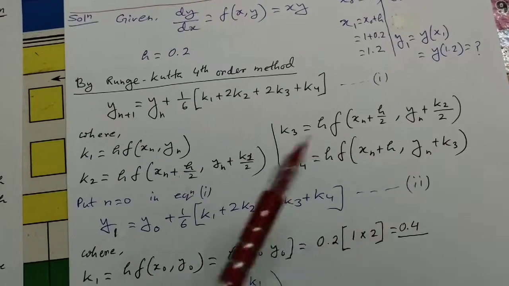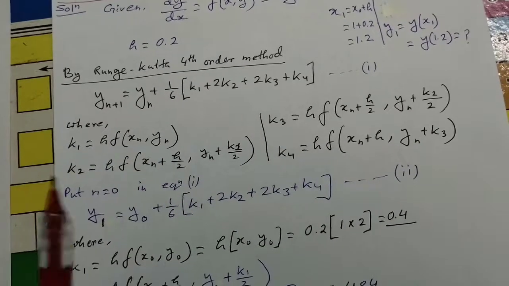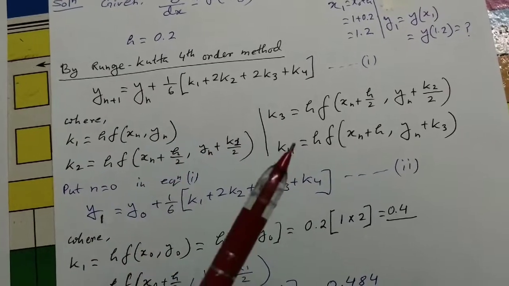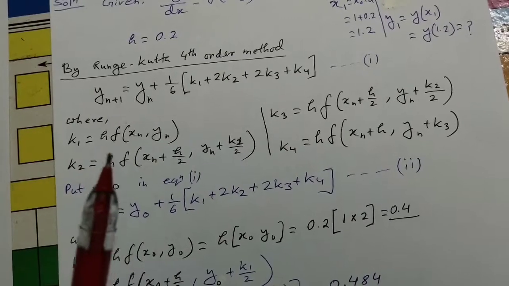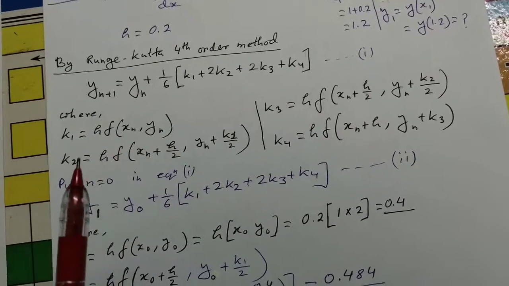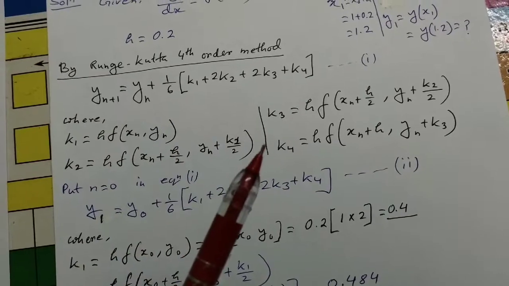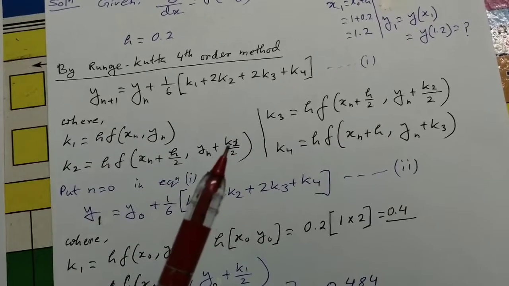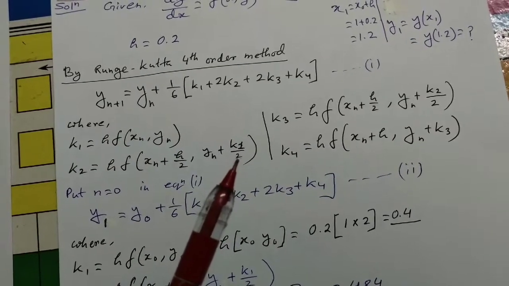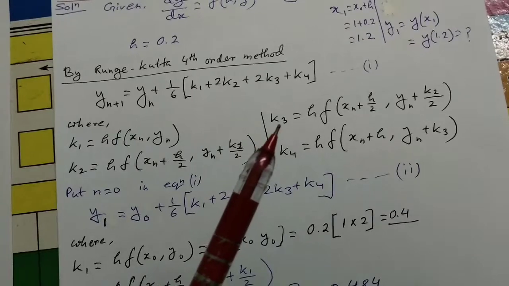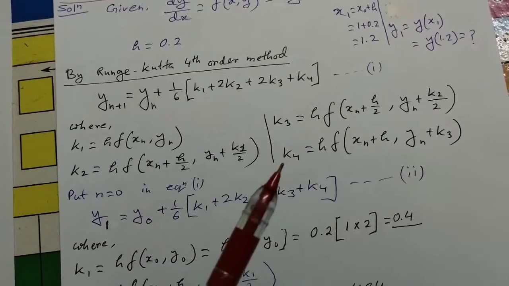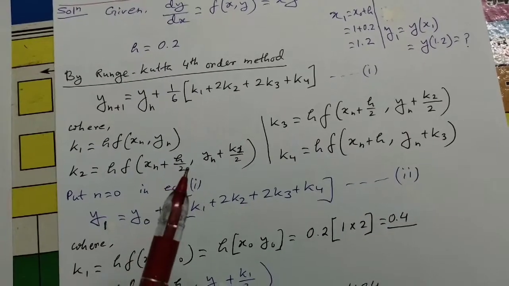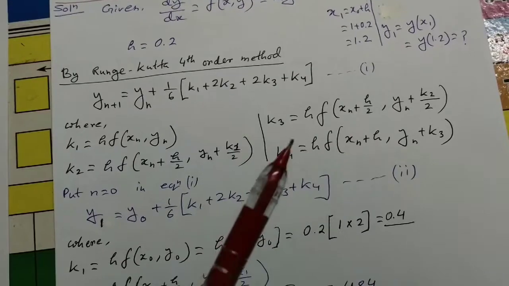Now it is not that hard to remember. Actually these formulas are not that hard to remember. If you look at the values of k1, k2, k3 and k4, you will see k2 is derived from the value of k1, it is k1 by 2. Okay, now k3 is derived from the value of k2, and k4 is derived from the value of k3, right? And these xn, h values will be given.